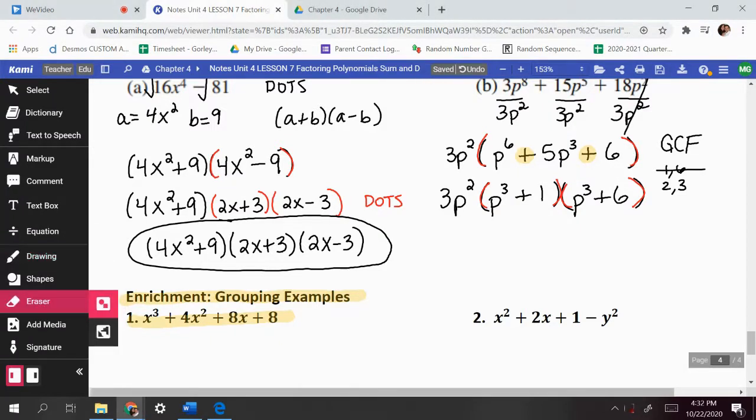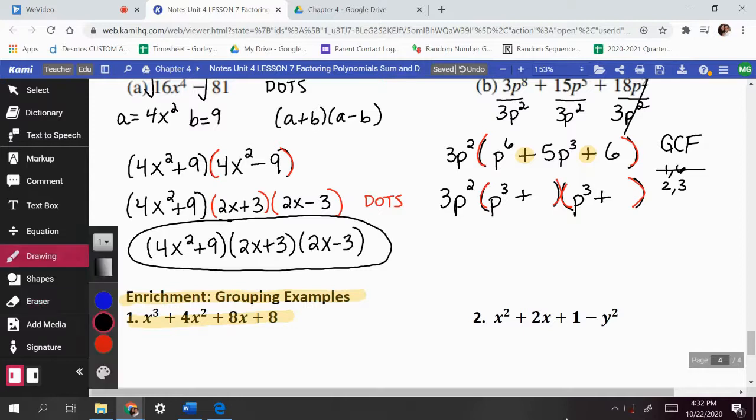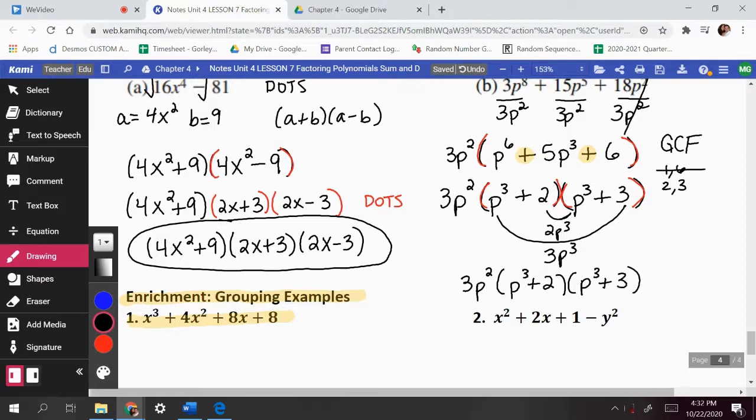Let's try 2 and 3 instead. Remember, 2 and 3 seems like it could also get us 5. So my outers here would be 3p cubed and my inners here would be 2p cubed. So that looks like that works. That does sum to 5. Okay, that's what I'm going to use instead. So my answer is going to be 3p squared times p cubed plus 2 times p cubed plus 3.